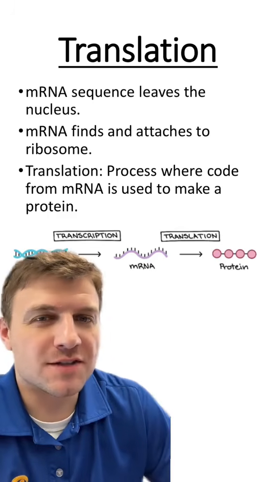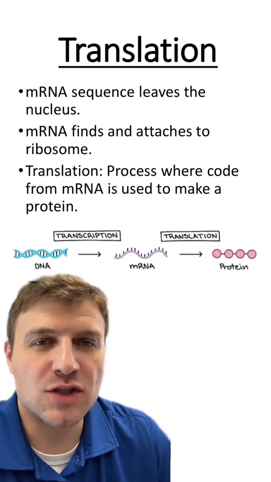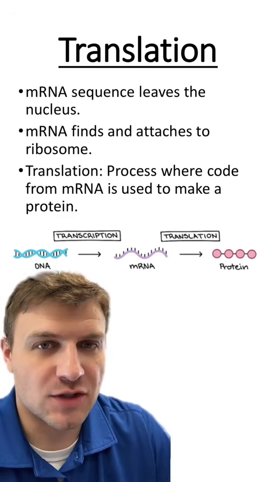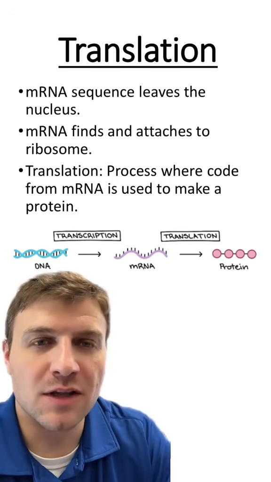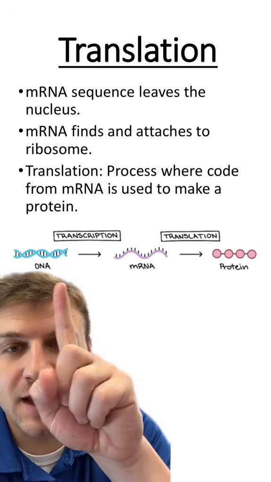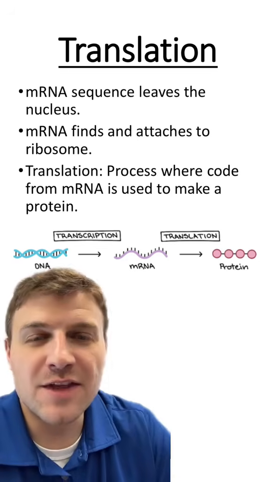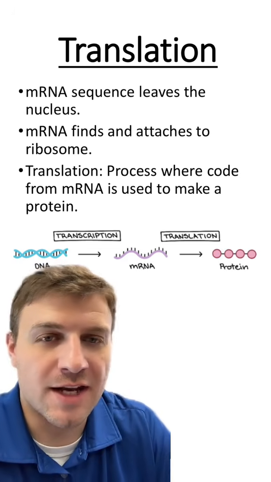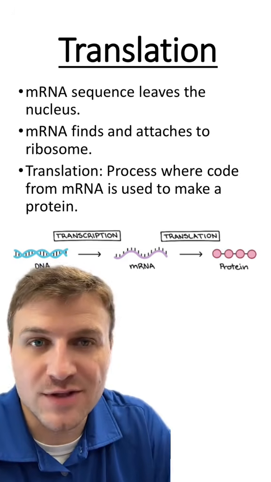Let's go over the process of translation. Remember that transcription is going to occur before translation. Transcription occurs when RNA polymerase makes a copy of DNA into mRNA. Now this mRNA stands for messenger RNA, and it's going to leave the nucleus and find a ribosome.